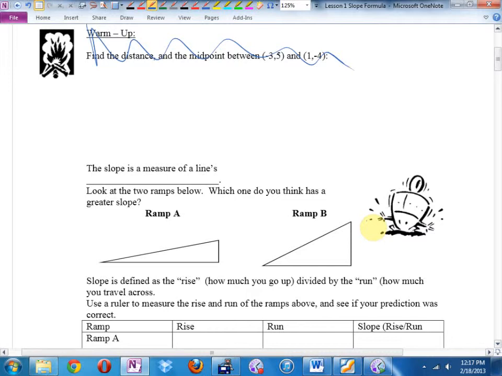Slope. The slope, yep. Did I miss you guys? Okay. That's because I don't like you, Sam.